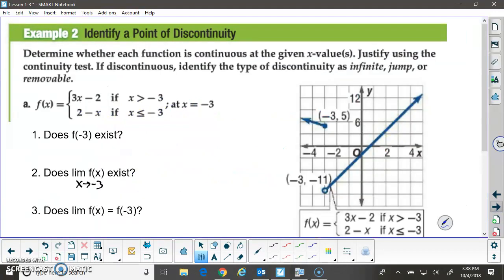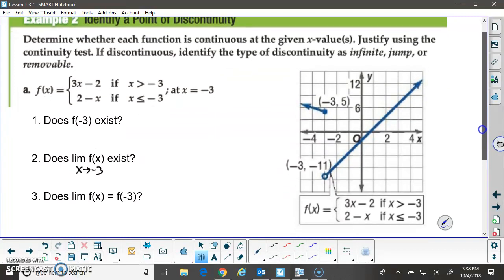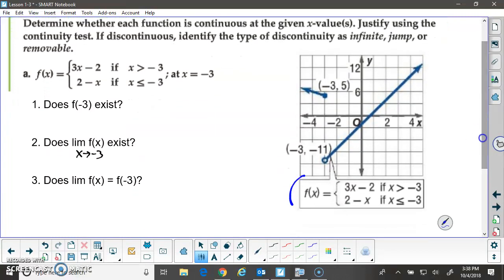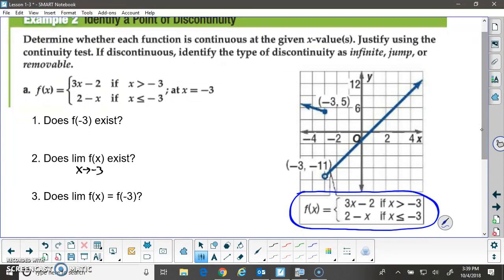Here's another example. This particular graph you can see is broken apart. It's a piecewise function. We've talked a little bit about piecewise functions this year, and you've also learned about piecewise functions in Algebra 2. So the first step of the continuity test is to ask yourself, does f of negative 3 exist? Well, can you put negative 3 into this function? If you do put negative 3 into this function, you'd have to put it into the bottom piece, not the top piece, because of this stipulation right here.